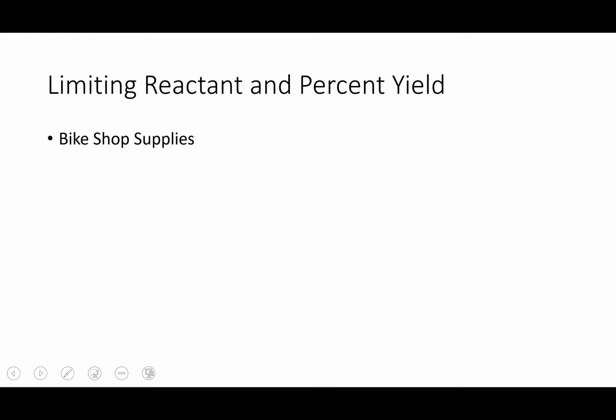All right, so today we're going to start with part 2 of our stoichiometry lecture. And in this lecture, we're going to focus on what's called limiting reactant and percent yield. So limiting reactant and percent yield have a couple of important terms that we need to get straight before we actually start doing some math.